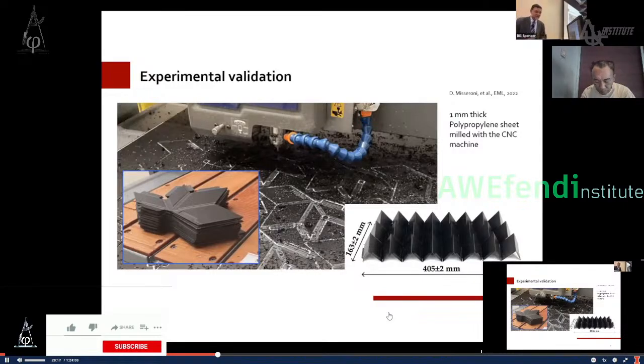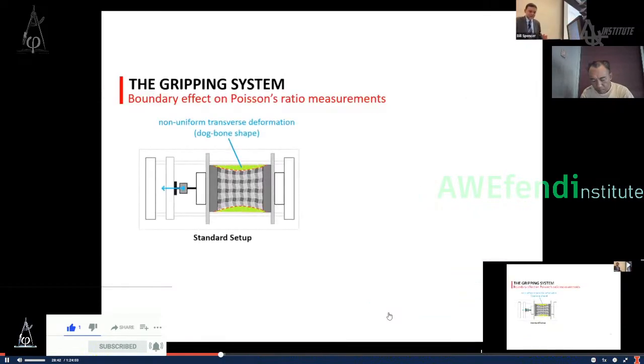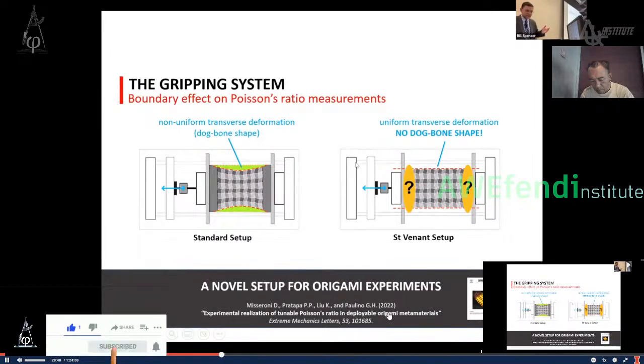We wanted to do some experimental validation for this work, and we used 1 millimeter thick polypropylene sheets that were milled with a CNC. That you see here. And a big problem in doing the experiments is illustrated here. When you try to grip the system, as we know, with standard grippers, when you grip here on the left and right, this will form this dog bone shape. And this is very undesirable and very difficult to get meaningful results in the testing, because we get essentially non-uniform transverse deformation, and it's very difficult to find a good region where we could do the measurements, or we have to use very large samples.